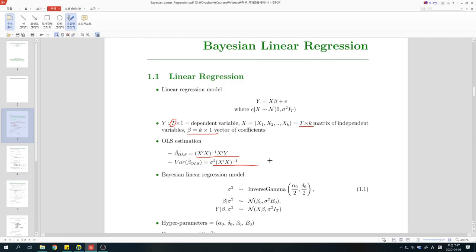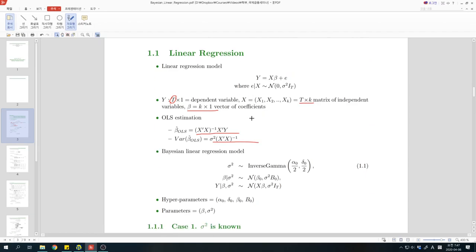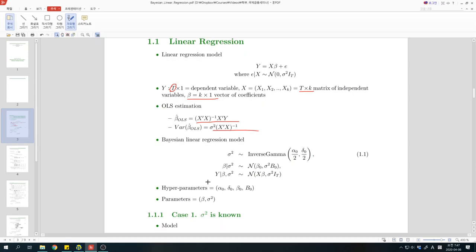Now let me express this linear model from the Bayesian point of view. Again, as always, a model is a data generating process. The data means the dependent variable, so the model describes how the dependent variable is generated. According to this linear regression model, this is how y is generated.